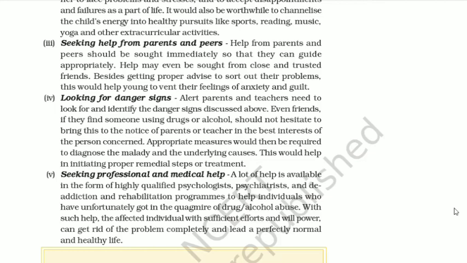Number five, seeking professional and medical help. A lot of help is available in the form of highly qualified psychologists, psychiatrists, and de-addiction and rehabilitation programs to help individuals who have unfortunately got into the quagmire of drug or alcohol abuse. With such help, the affected individual with sufficient effort and willpower can get rid of the problem completely and lead a perfectly normal and healthy life.